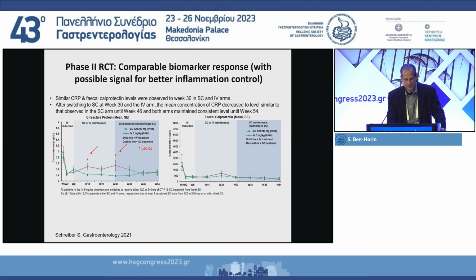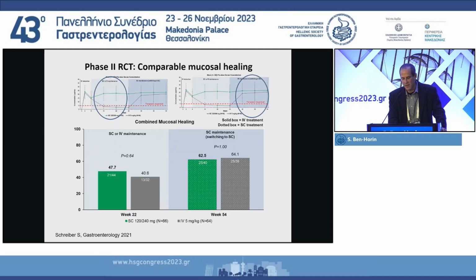In the RCT, again, I showed this earlier this morning, you see that there was a signal for the patients who were staying on IV during the first phase to have higher CRP levels, although this was not so for the calprotectin. As far as mucosal healing, the results were comparable between the two groups, although there was a slightly steeper rise in the mucosal healing rate at week 22 in the gray bars for patients who were on IV, but then when they switched to sub-Q for the remainder of the study, at week 54 the gray bar seems to be gaining much more than those that were just on sub-Q, the green bars, all along the way.